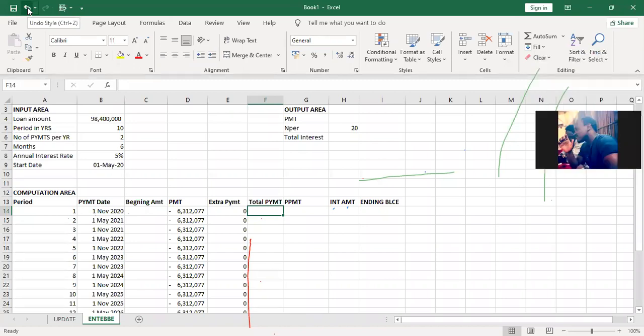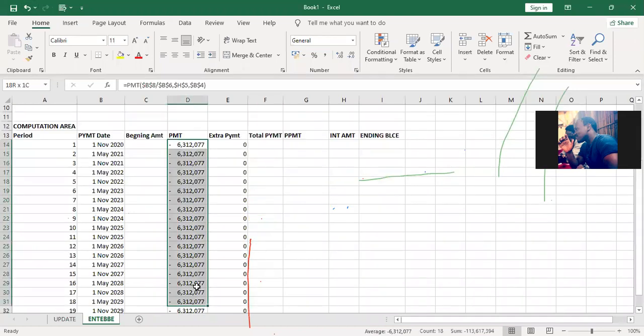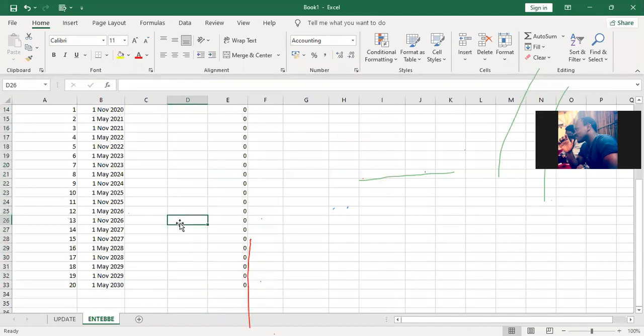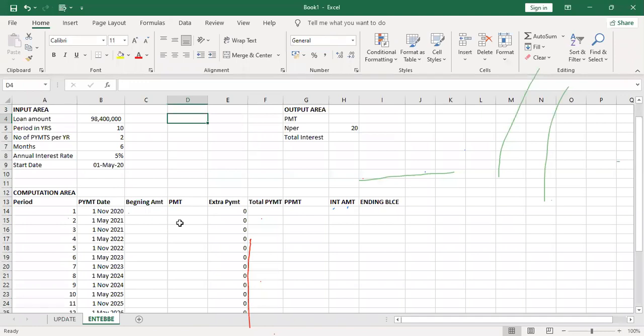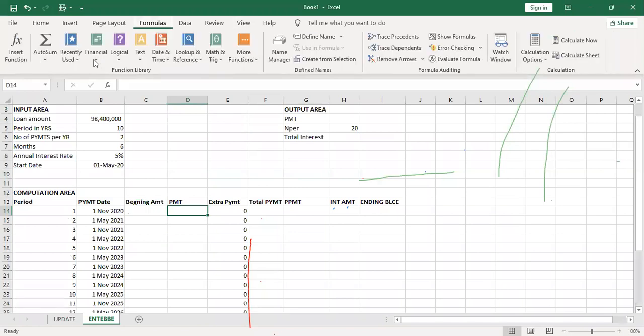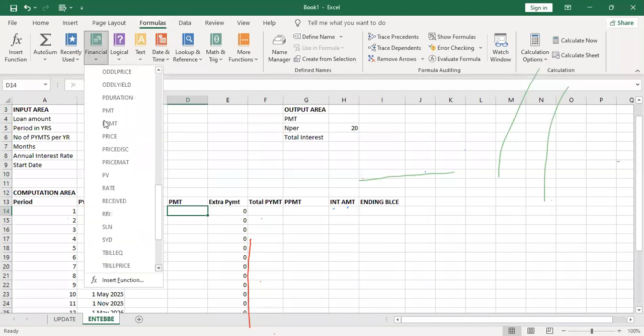Please, Sam, start from PMT. So you have failed to get PMT? Yes. So many people have failed. Okay. Let us repeat PMT, because it seems that the number is big. Press the cursor below PMT. Are you there? Yes, sir. Now click on formulas, financial, and then you look for PMT. Formulas, financial, and then click on PMT.